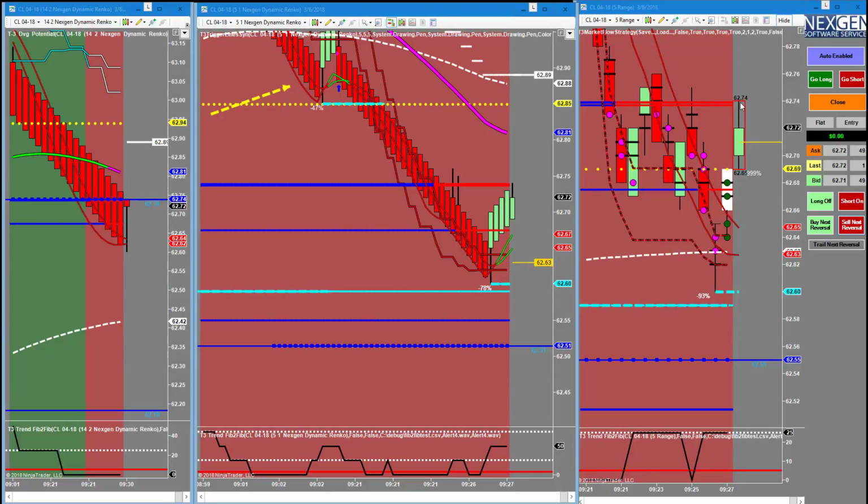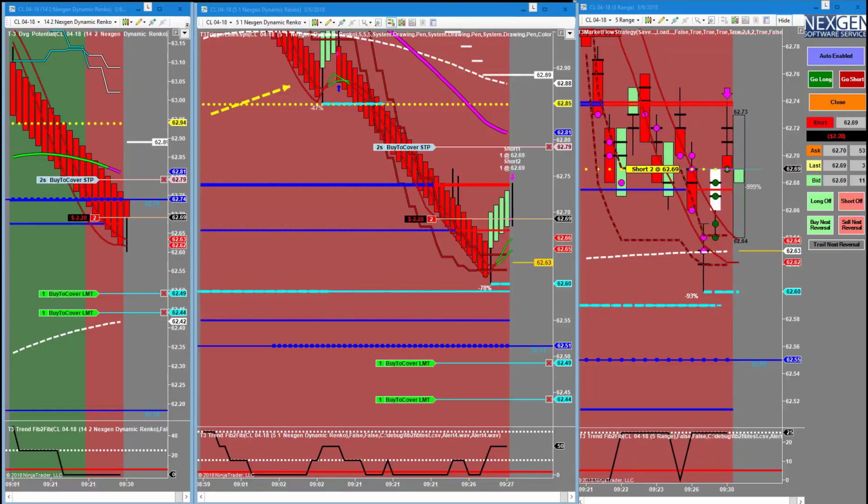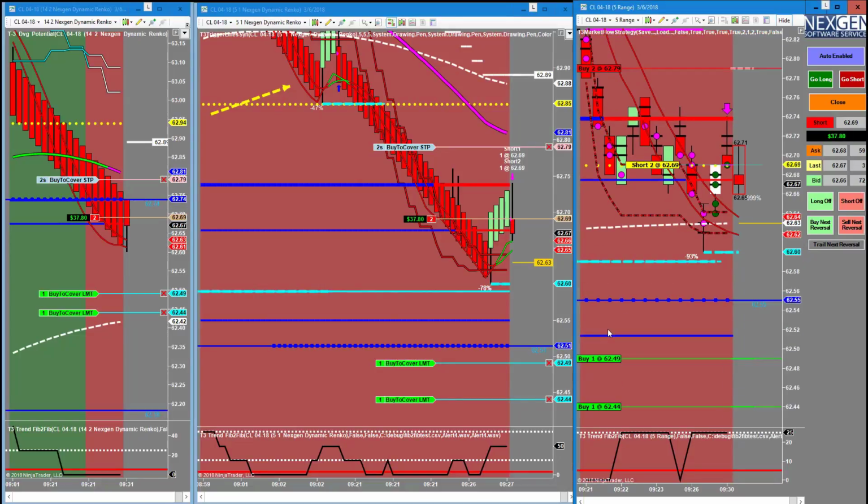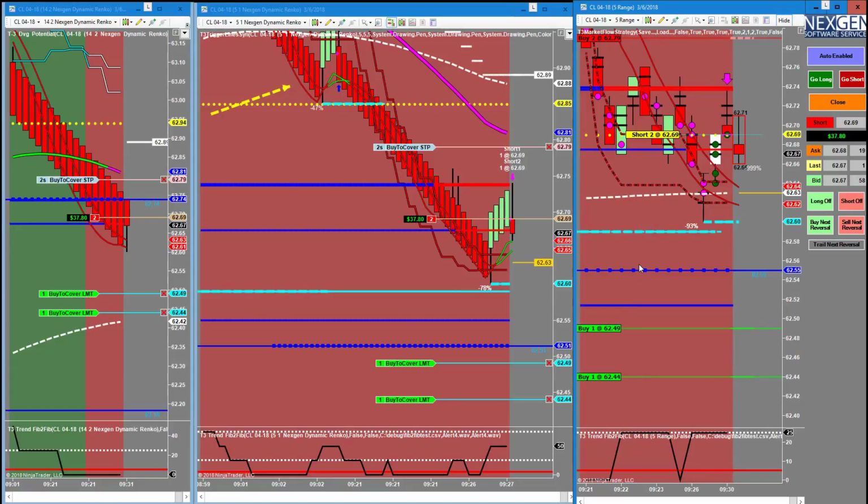We're just going to leave the button on. And again, if we don't get through 74, we're going to take a short trade. So you can see we've had a reversal bar here. And again, first thing, what do you do when you get a trade?